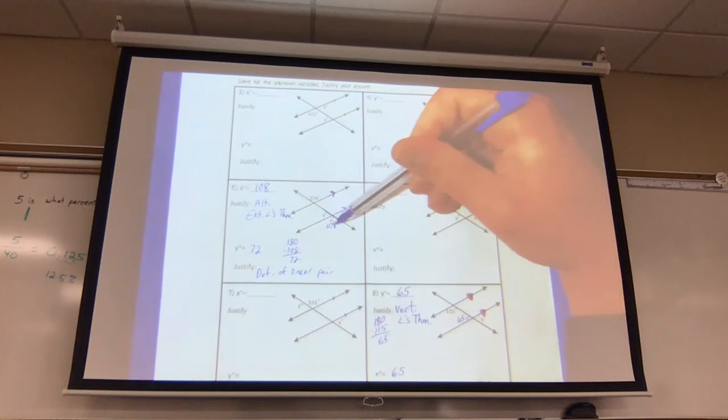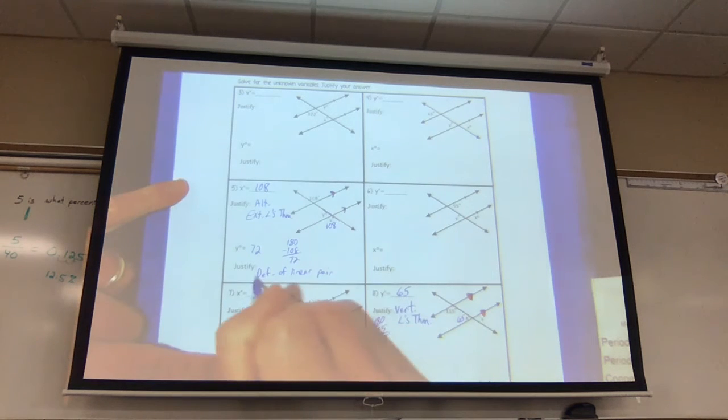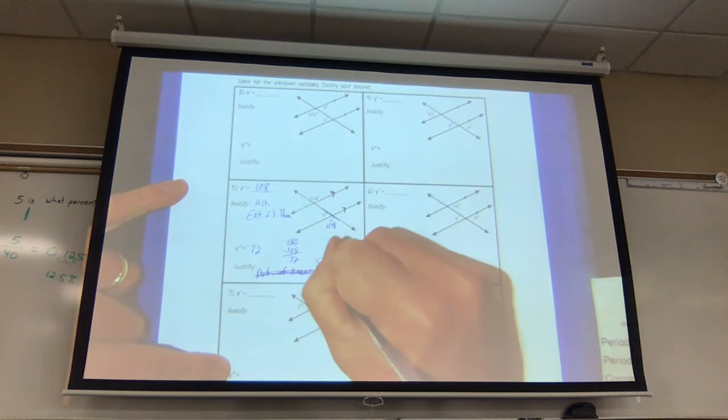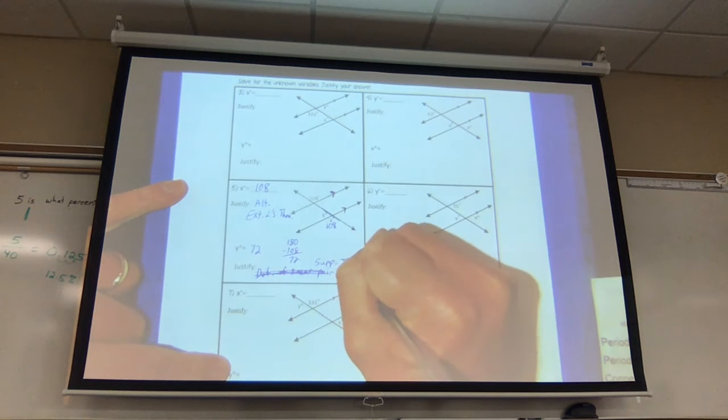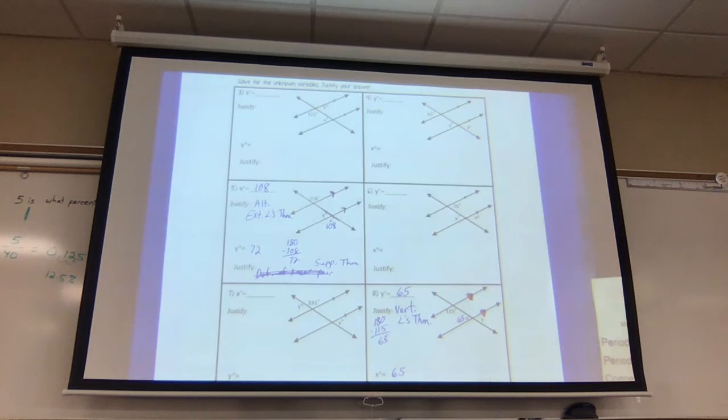Since those two angles form a linear pair, they would add up to 180. I guess we could say supplement theorem. Supplement theorem might be the better answer here. Let's go with supplement theorem. Since they form a linear pair, they're going to add up to 180, which is what the supplement theorem says. So let's go with supplement theorem for that one. Any others on 3 through 8 that you want to see up here?